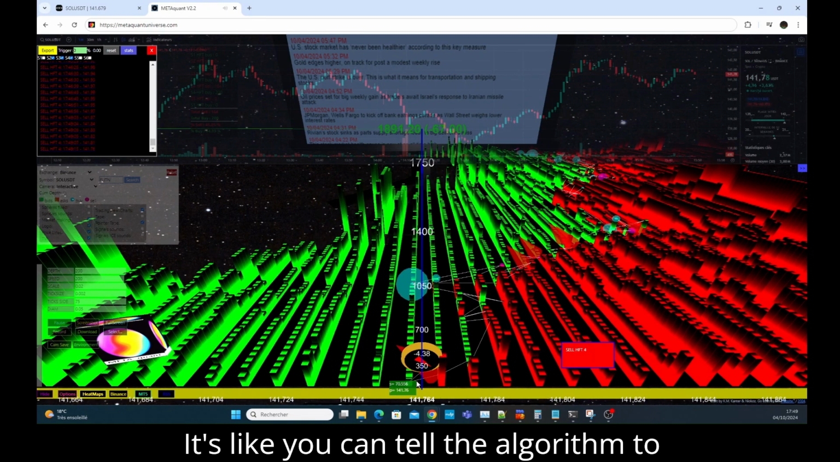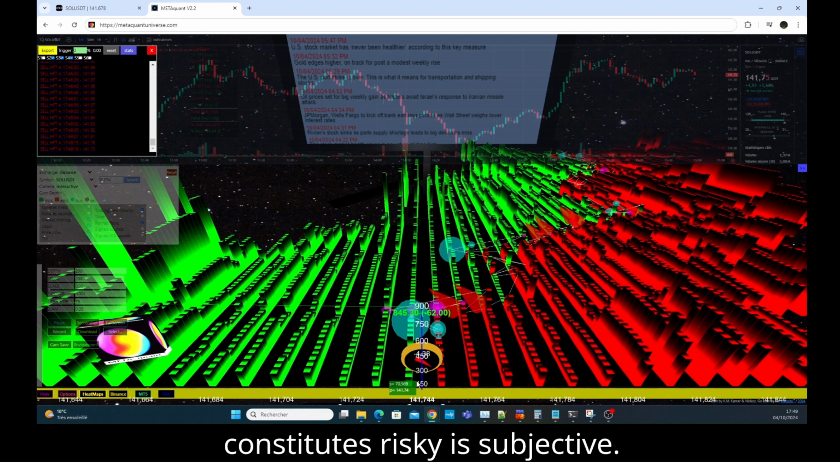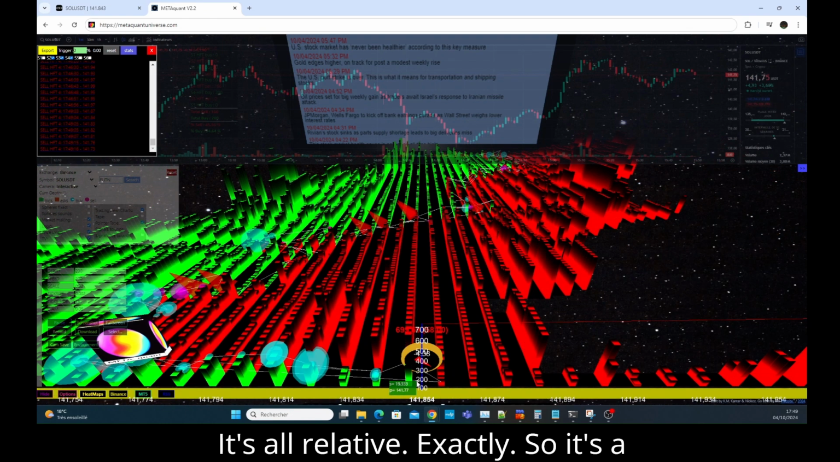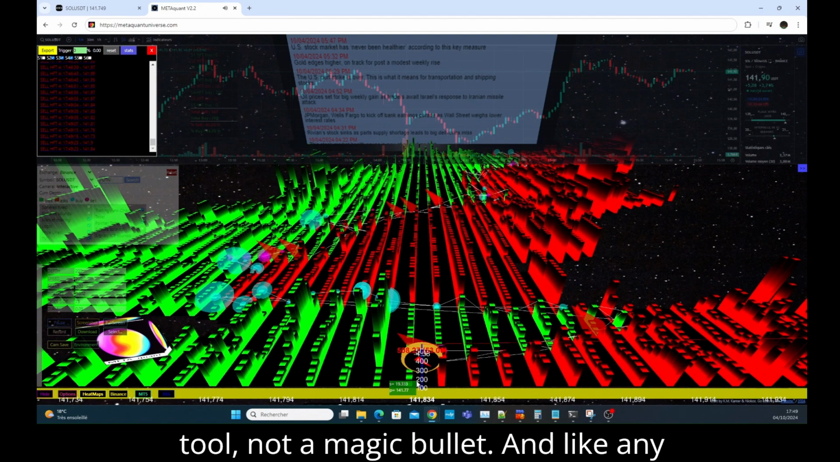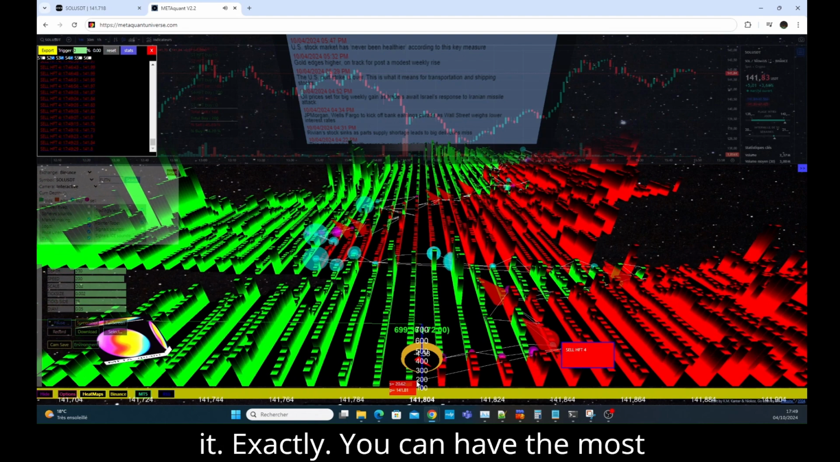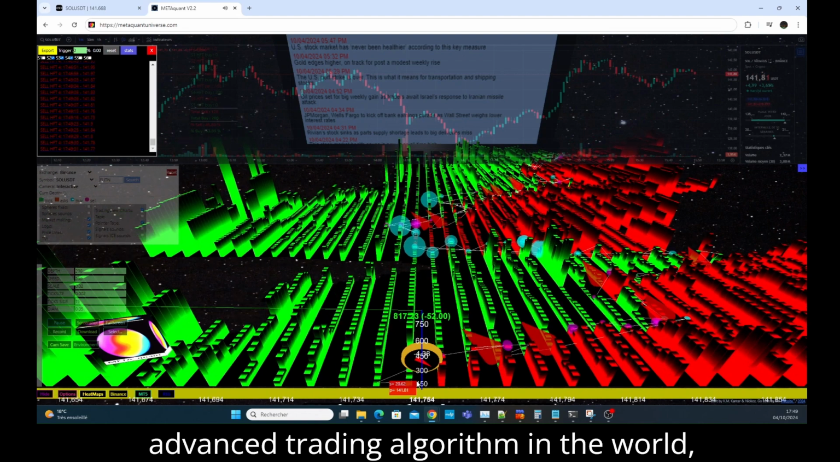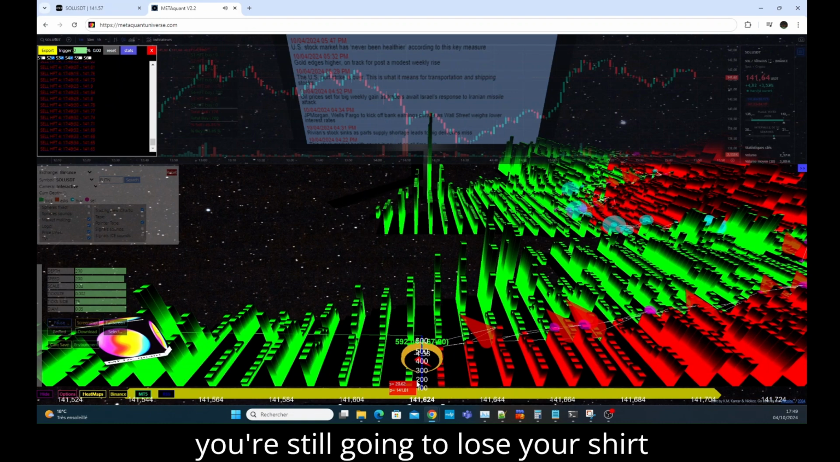Yeah, it's like you can tell the algorithm to avoid risky trades, though what constitutes risky is subjective. It's all relative. Exactly. So it's a tool, not a magic bullet. And like any tool, its effectiveness depends on the skill and knowledge of the person using it. Exactly. You can have the most advanced trading algorithm in the world, but if you don't know what you're doing, you're still going to lose your shirt.